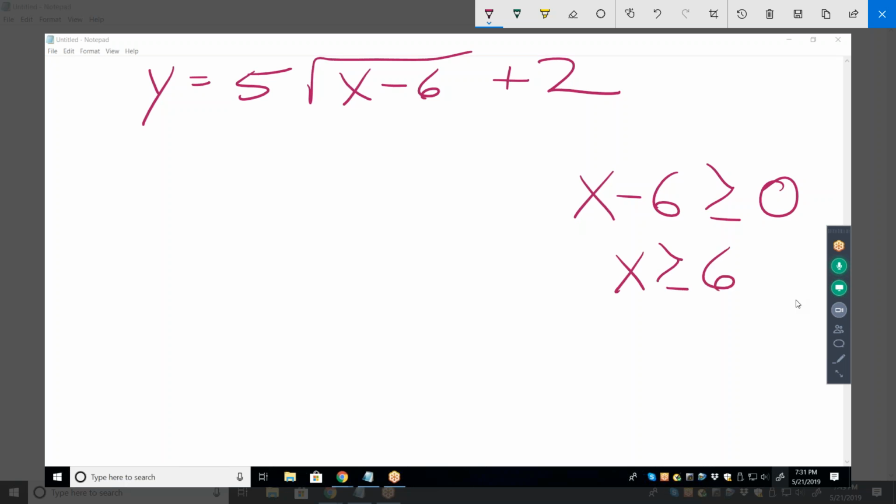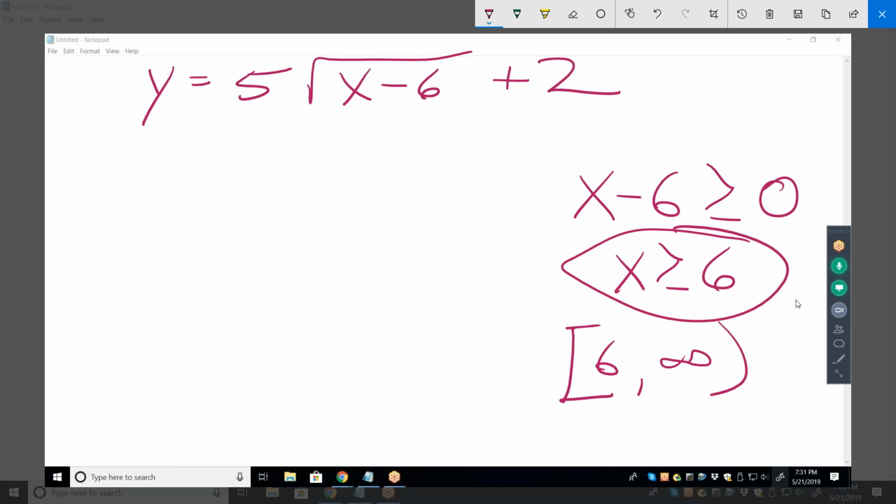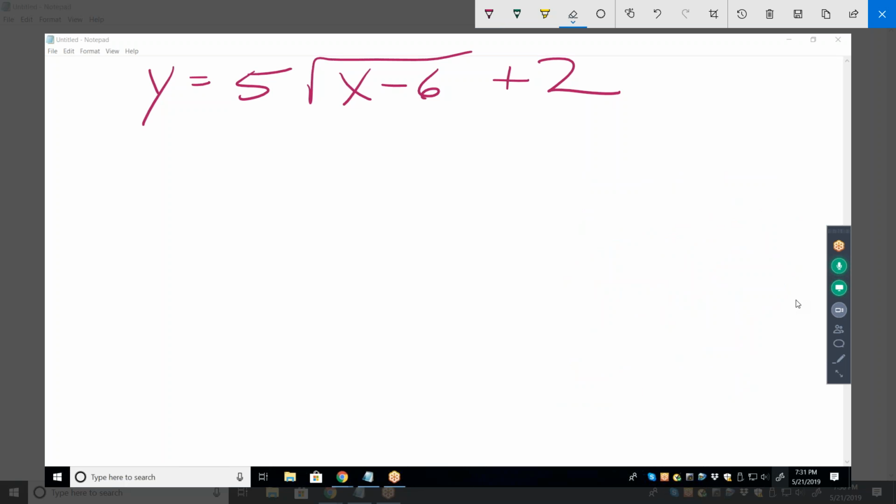And that's the domain. Now, have they requested you do this with interval notation? I don't think so. So actually, yes. If I were to do interval notation, it would be bracket 6 comma infinity parentheses. In other words, the fact that it's greater than or equal makes it a bracket, and infinities always have parentheses next to them. So we know that x has to be greater than or equal to 6, and that's the only restriction. The 5 isn't going to place a restriction on it, nor is the plus 2.